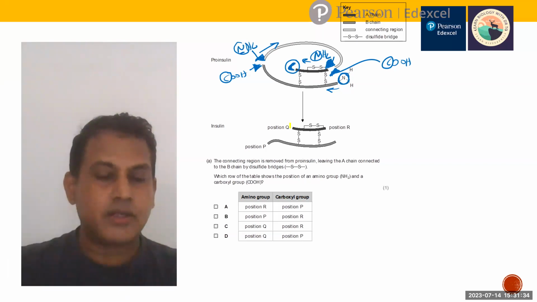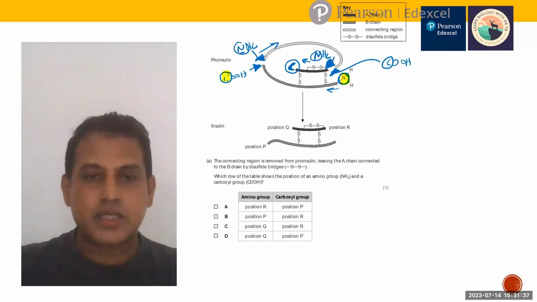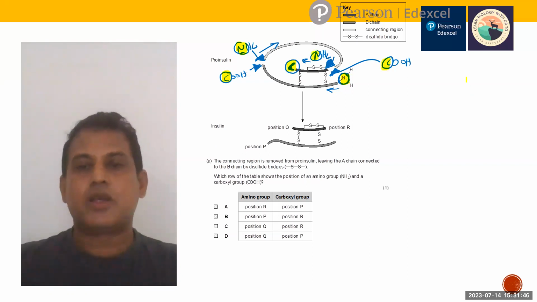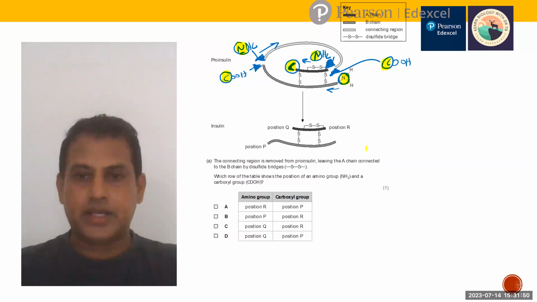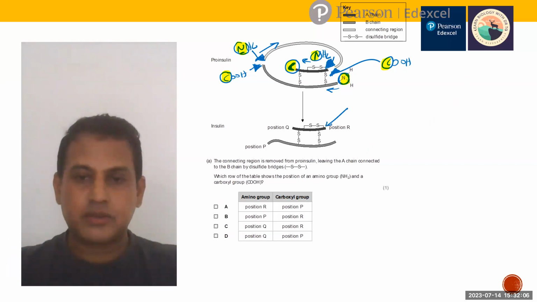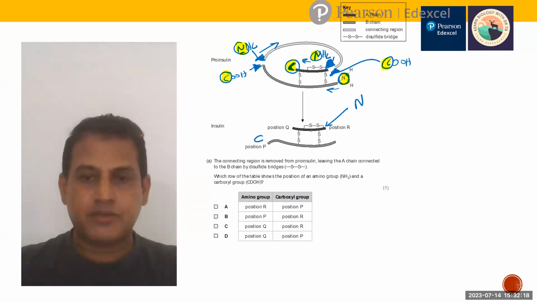So here, N, C, N, C, N, C. Now all the ends are identified. So then the positions. Here, position R should be N. Then position P should be C.